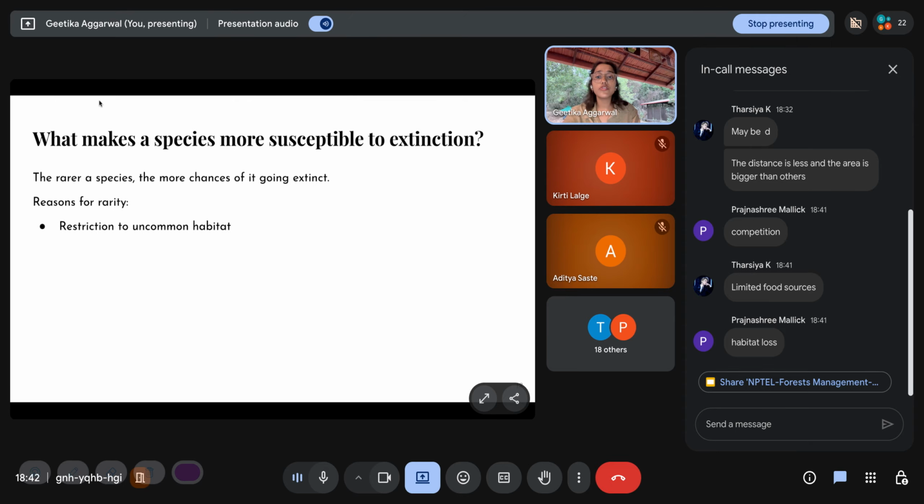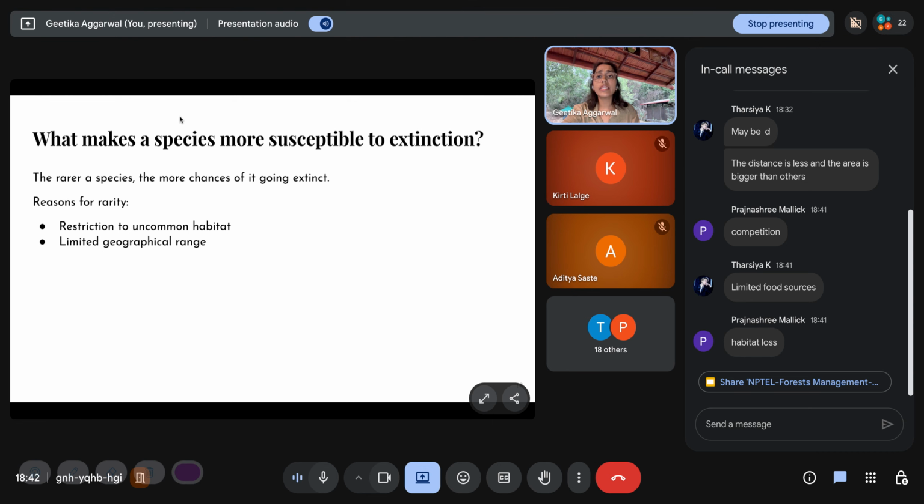So there could be a restriction to an uncommon habitat. Maybe that species is found in a very uncommon kind of habitat. For example, it's only found in some desert springs, only some oases. So the habitat is uncommon, which makes the species also very uncommon in itself, because it cannot be found everywhere else. So it's restricted to that particular area.